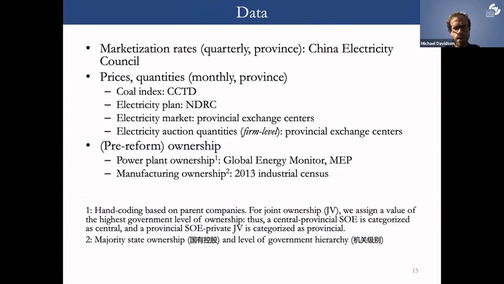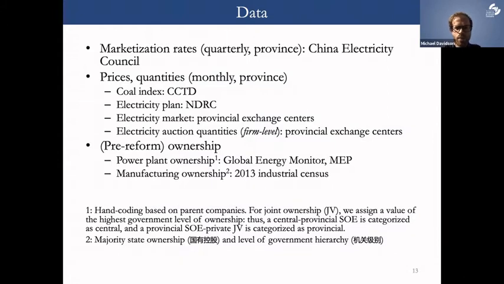So the data for this, marketization rates are taken at the quarterly level from the China Electricity Council. Our monthly data, prices and quantities are taken from a variety of sources. In particular, the electricity market outcomes are taken from provincial exchange center announcements posted on their website.